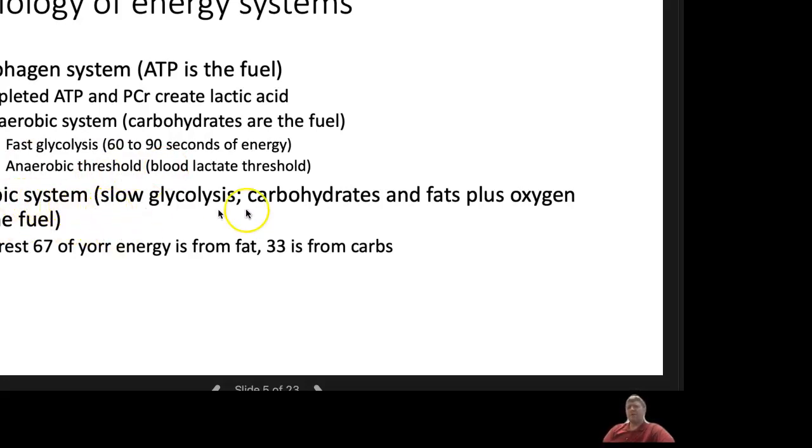Your anaerobic system has at rest 67% of your energy from fat, 33% from carbs. And remember the RMR thing there where it's between 0 and 1? That's the percentage of how much you're using carbs to fat.